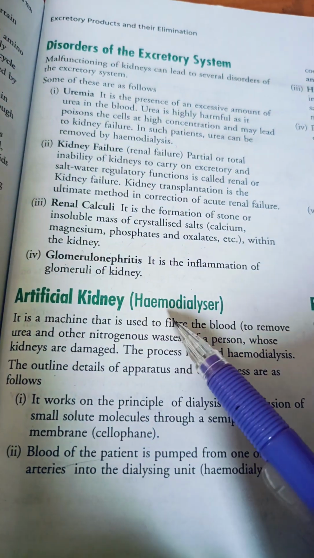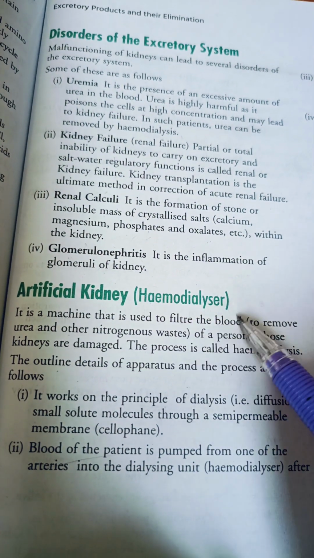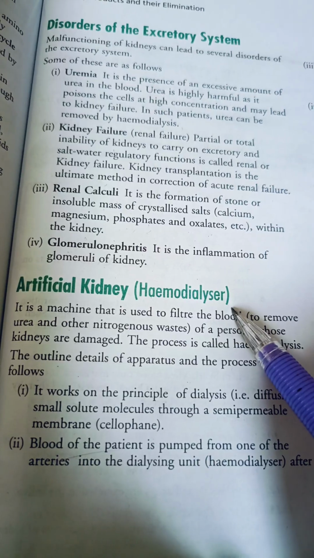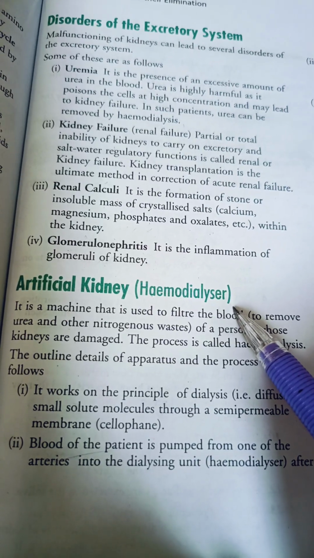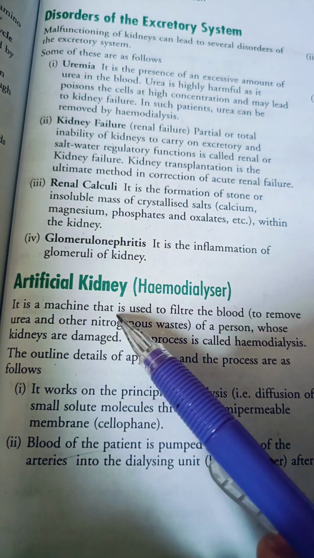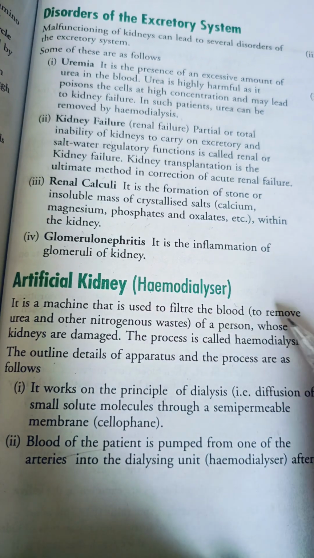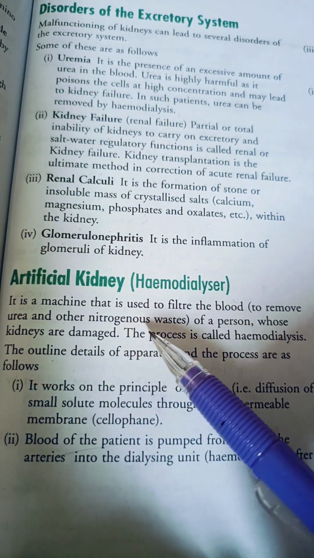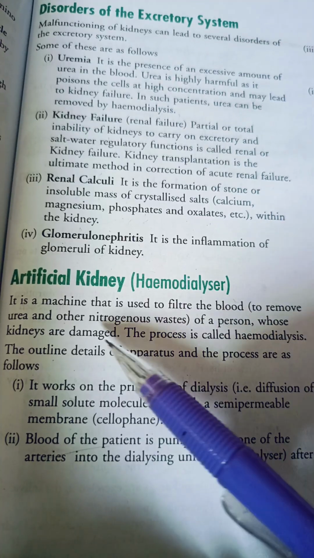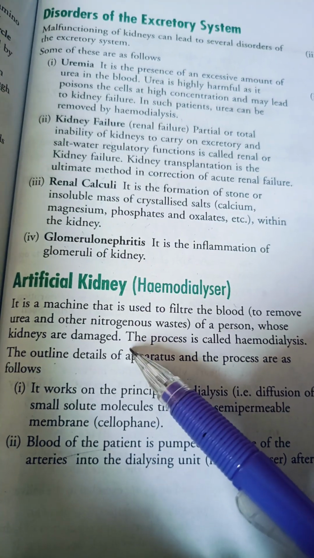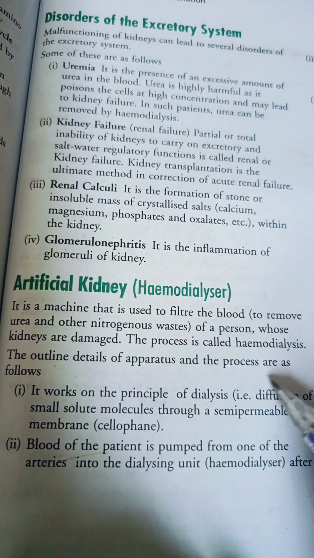Now, what is artificial kidney? It is called as hemodialyzer. That is, it is doing function of body kidney. It is the machine that is used to filter the blood to remove urea and other nitrogenous waste of a person whose kidneys are damaged. This process is called as hemodialysis.